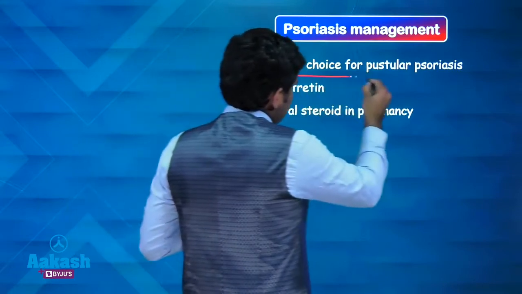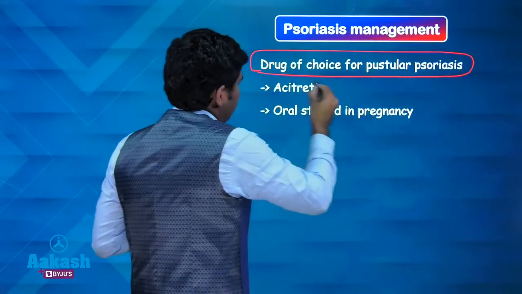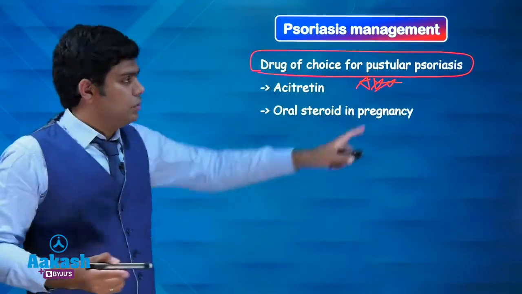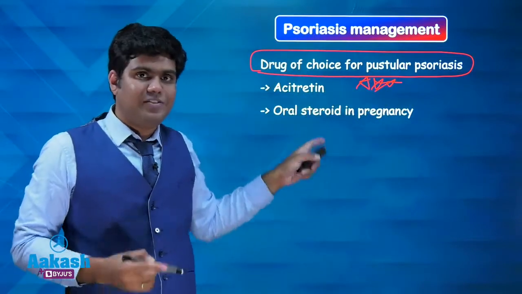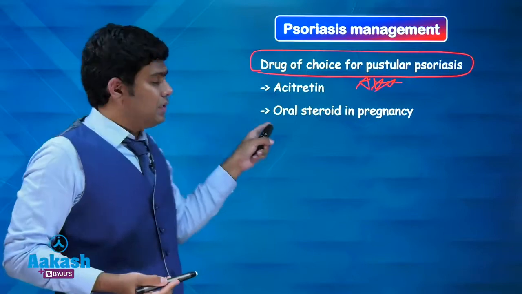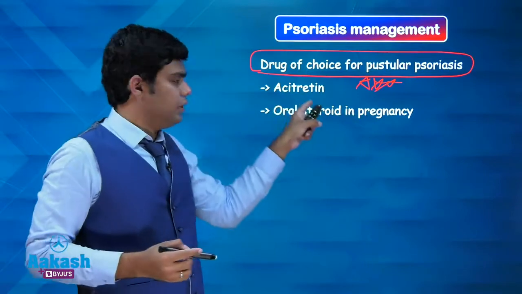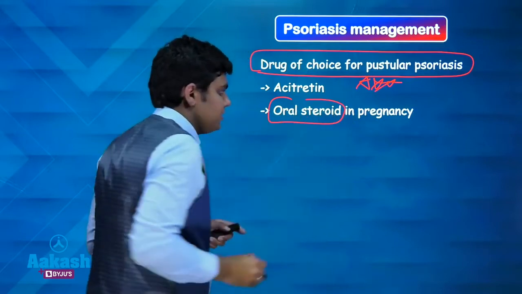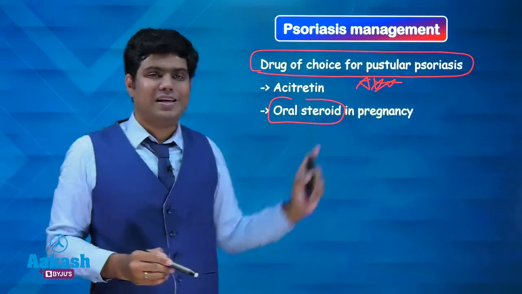Okay friends, important. Number 2 is the drug of choice for pustular psoriasis. It has been asked multiple times, 3-star. The drug of choice for pustular psoriasis is acitretin, that is an oral retinoid. If the patient is pregnant, you cannot give retinoid, you will have to give systemic steroids. That is the drug of choice for pustular psoriasis in pregnancy.